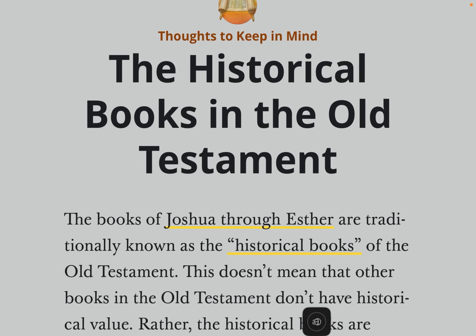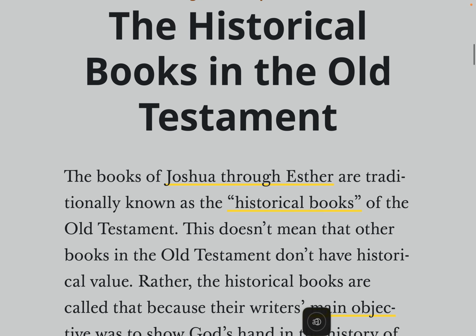Here is one of the bonuses that they put in here, things to help us in our reading, and it's the historical books of the Old Testament we're getting into, from Joshua on down to Esther. We're going to be reading these historical books.